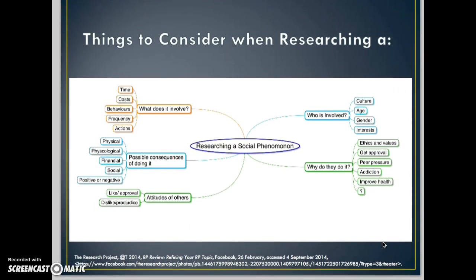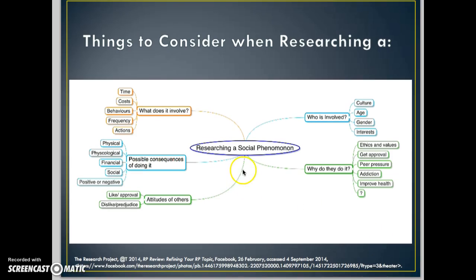Things to consider when researching a social phenomenon. So perhaps marijuana use. So what does it involve? Possible consequences of doing it, the attitudes of others, who is involved, and why do they do it.